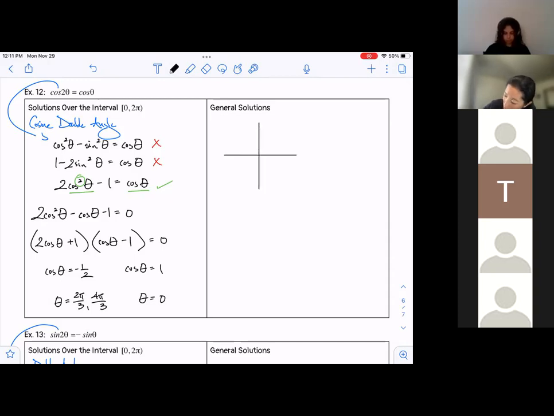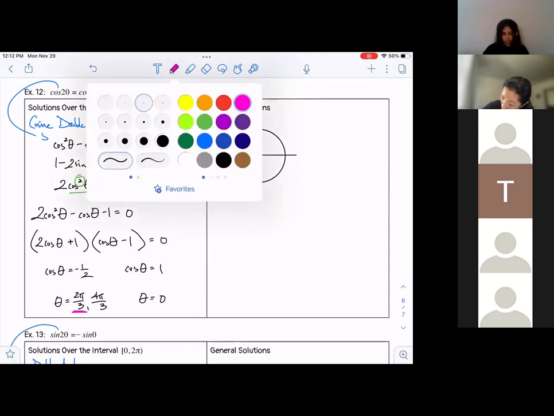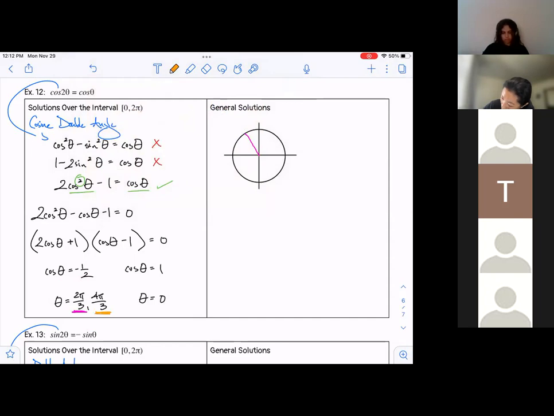All right, let's draw these out. 2π/3 is somewhere over here. 4π/3 is somewhere here. And 0 is here. All right. Do we think that the 3 split the unit circle into equal pieces or not equal pieces? What are our thoughts? I don't think we have anything that cuts it in half.